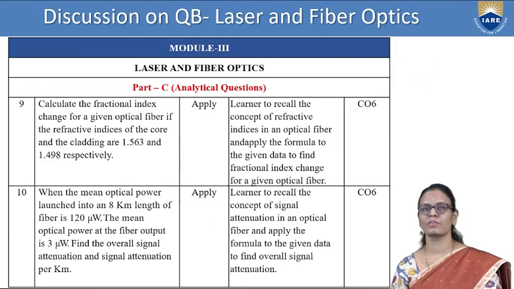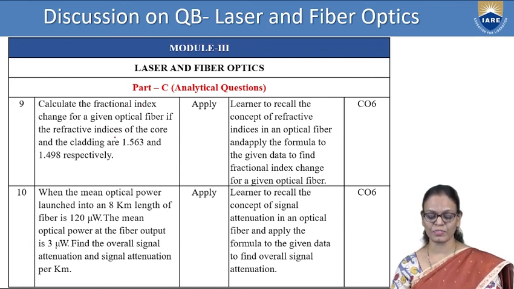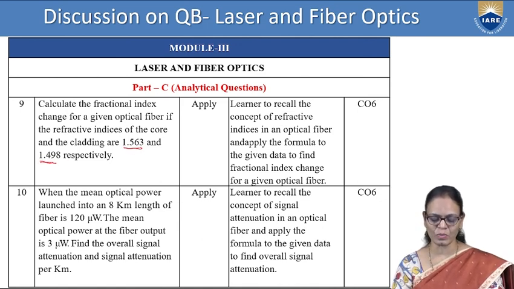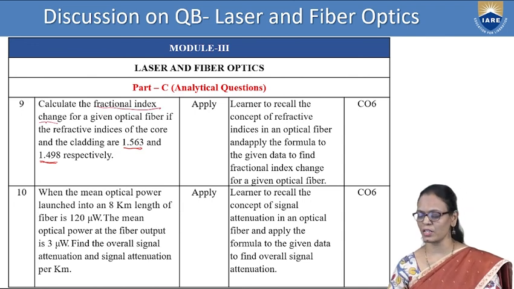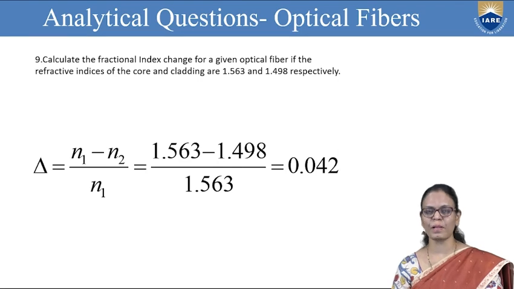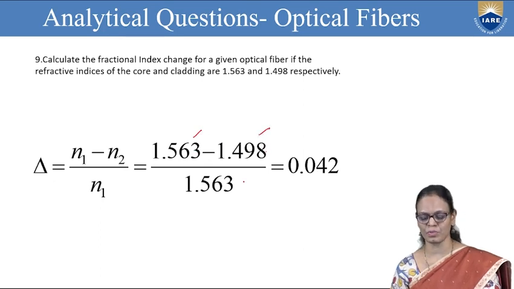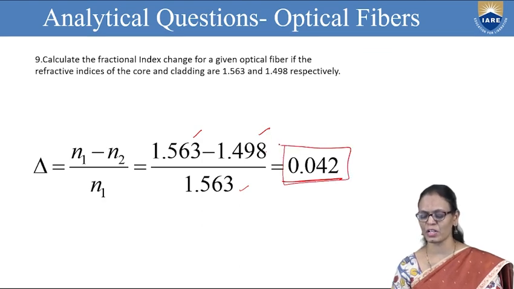Let us see two more problems. Calculate the fractional refractive index change of an optical fiber if the refractive indices of the core and the cladding, N1 and N2, are given. What is the formula for fractional change in refractive index? It's a simple formula: delta is equal to N1 minus N2 by N1. N1 is given, N2 is given, so N1 minus N2 upon N1 gives us delta. This is the fractional change in refractive index.